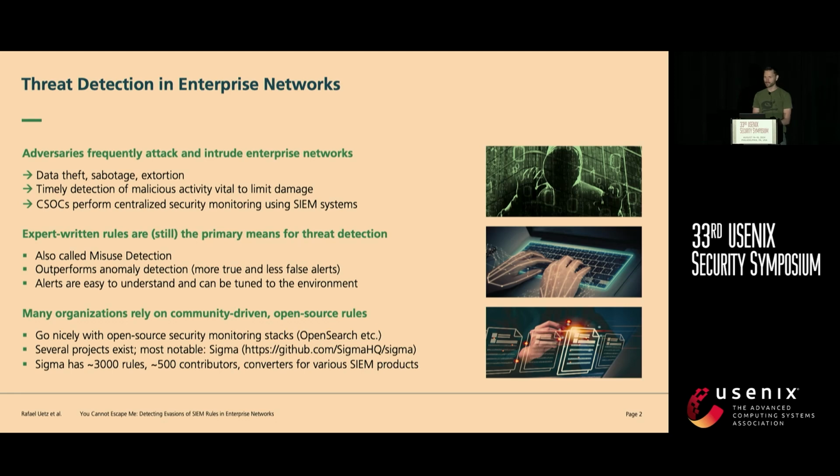But the most notable project, in my opinion, is called Sigma, which is an open source project, which is also on GitHub. And Sigma has around 3,000 rules at the moment from more than 500 contributors. What's special about it is that it is a generic format. It allows writing converters, which can then convert these rules to different target SIEM products, such as OpenSearch or Splunk or Wazuh, for example.